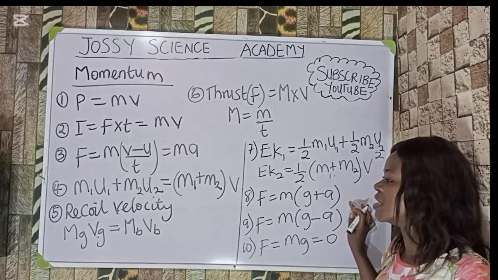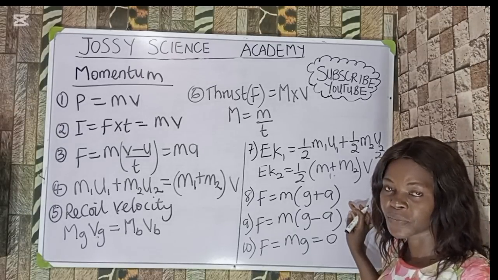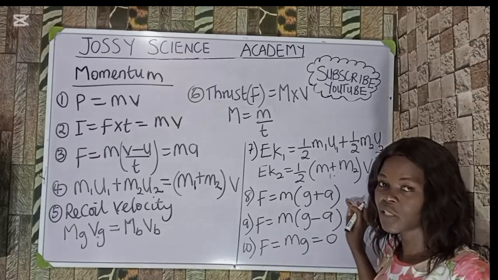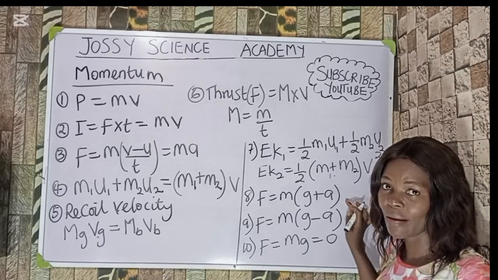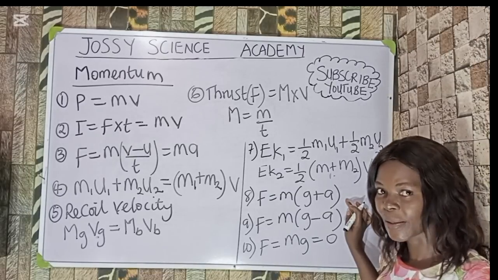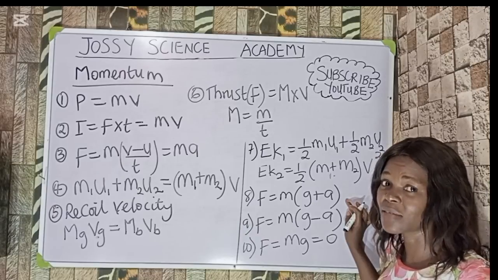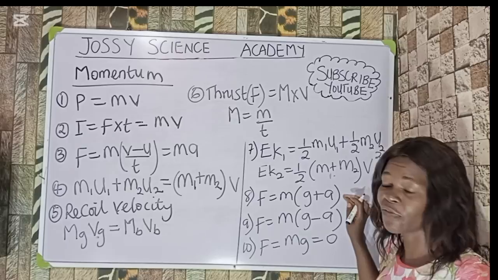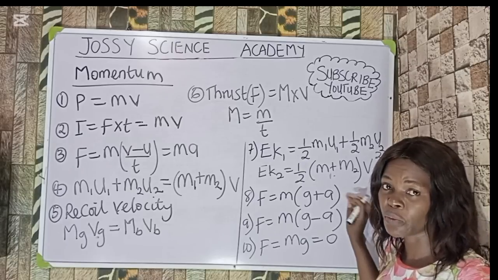All right, so the next one is the body in the lift. If the body is ascending or accelerating upwards, we are going to have this formula that F is equals to m bracket g plus a. Please take note. It is moving against the force of gravity, yes, but it is acting opposite too. So that is why the force is what? m bracket g plus a.